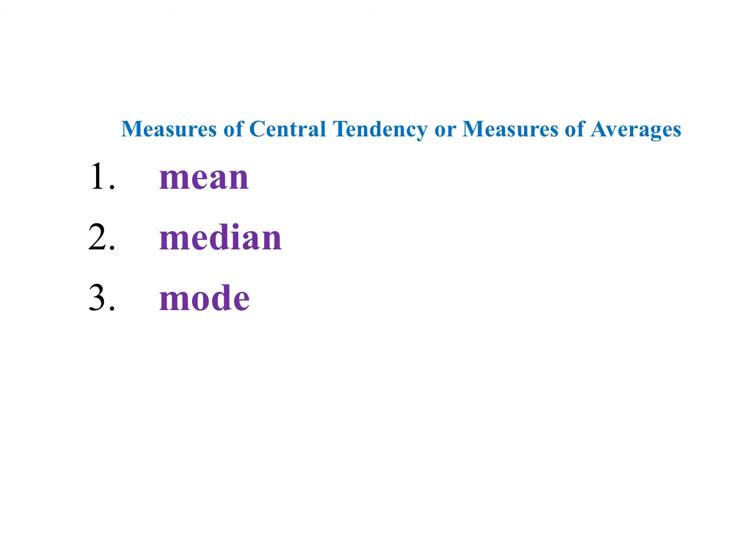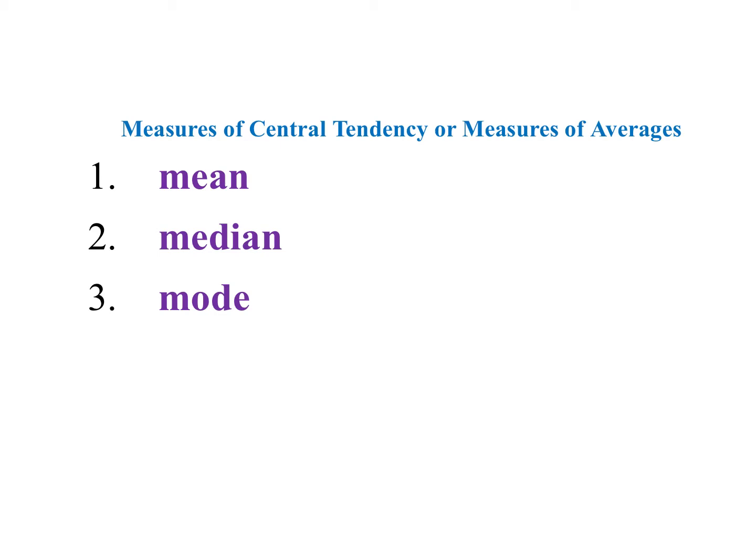We have three of these measures of averages. We have the mean, the median, and the mode. These three are used in different situations depending on the given data set. There are situations where the mean is more appropriate than either the median or the mode. There are other cases where the median is more appropriate or the mode is more appropriate.